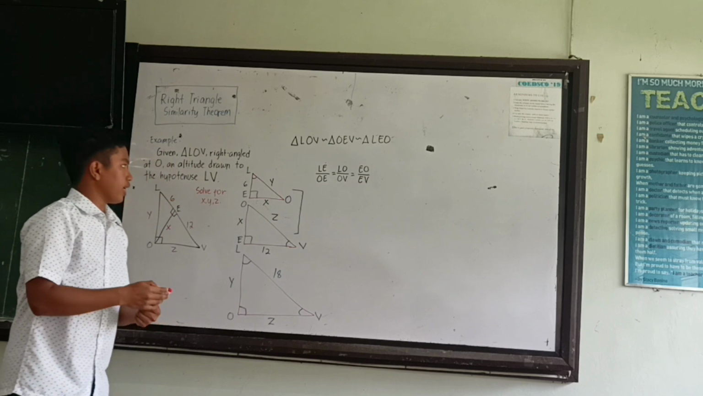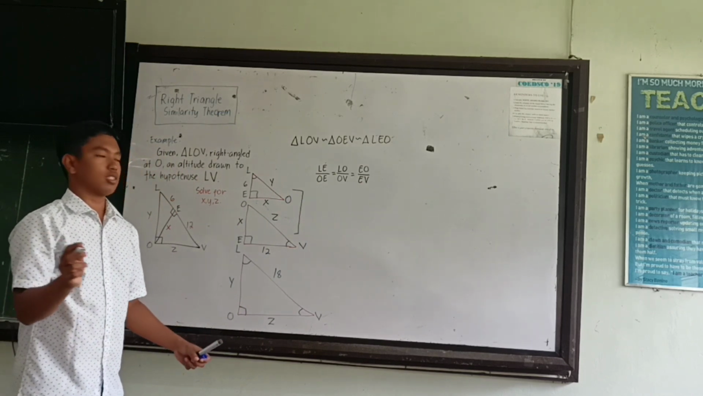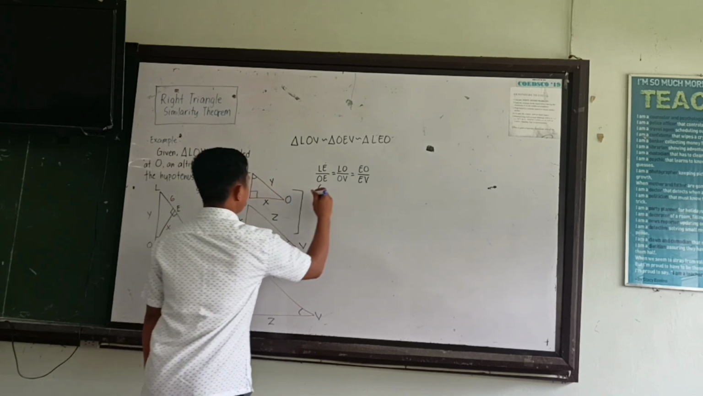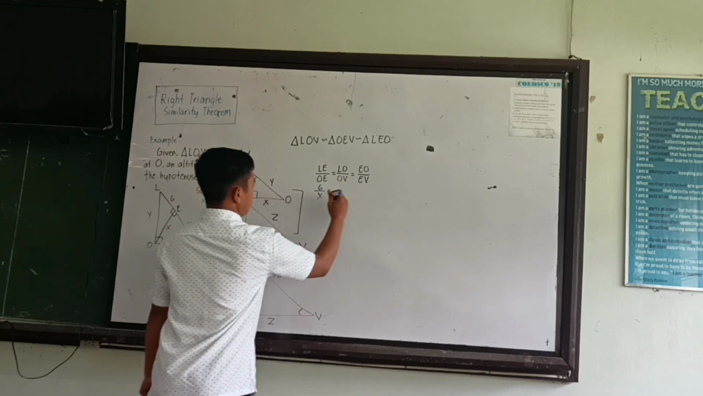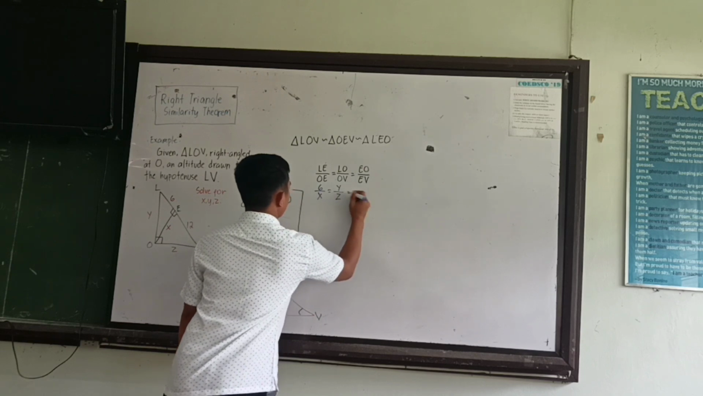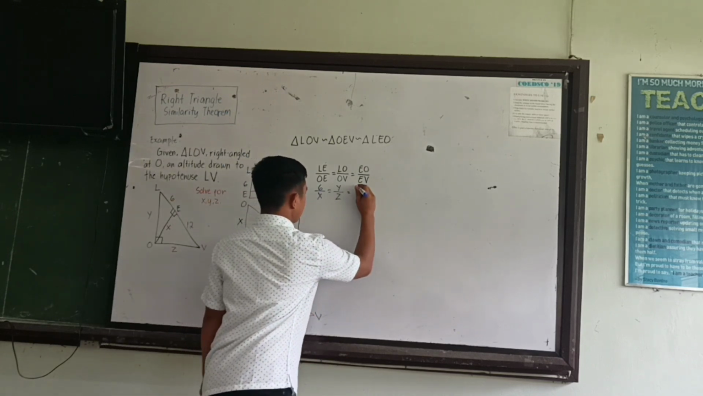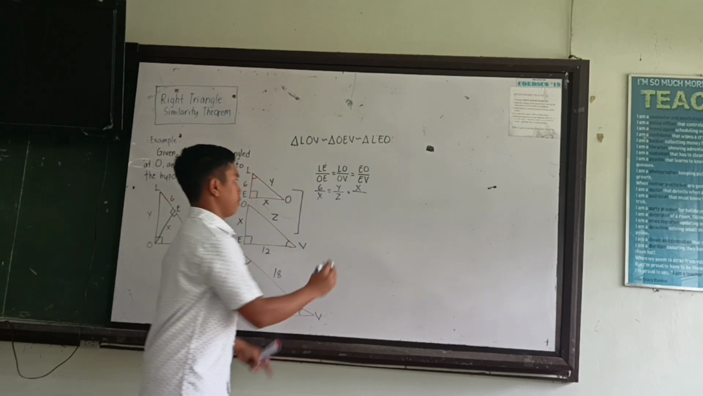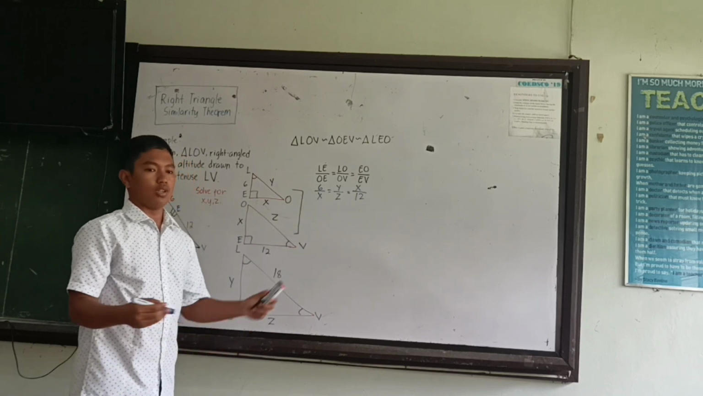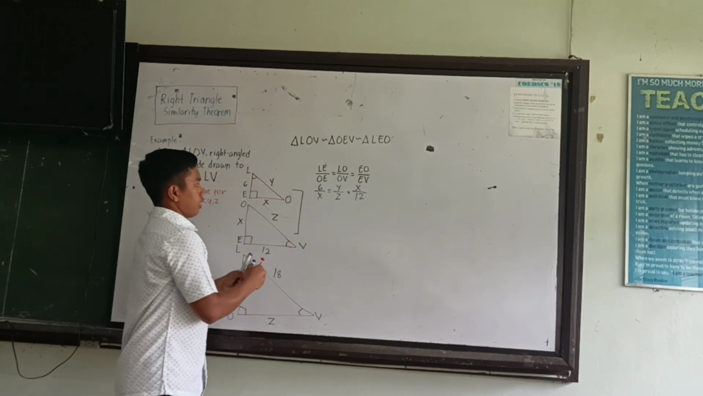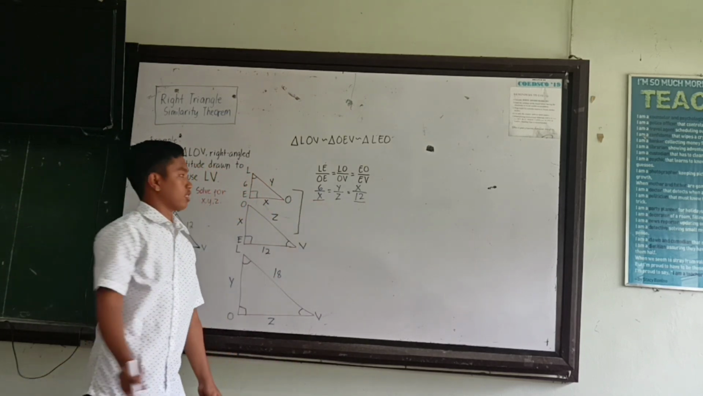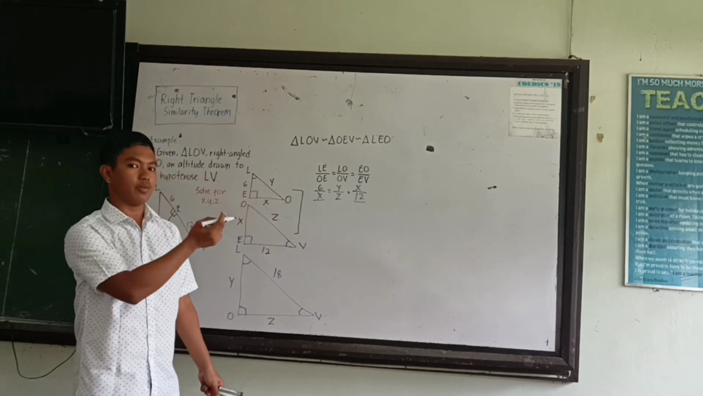Now, plotting the values, we can solve the unknowns. Plotting the value of LE, we have 6 over OE, which is x, equal to LO, which is y, over OV, which is z, equal to EO, which is x, over EV, which is 12. As you can see, we have three different variables here, so don't worry. Notice that the first and the third proportions can be paired up, and using proportion, we can solve for the value of x.